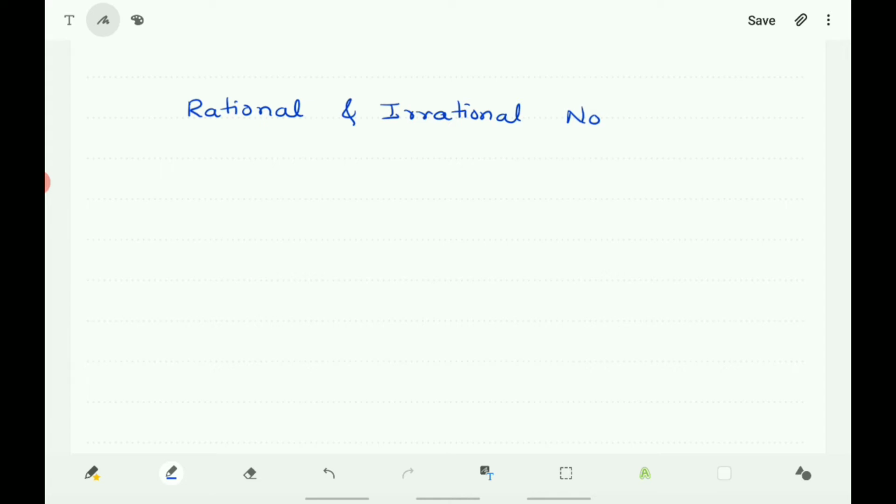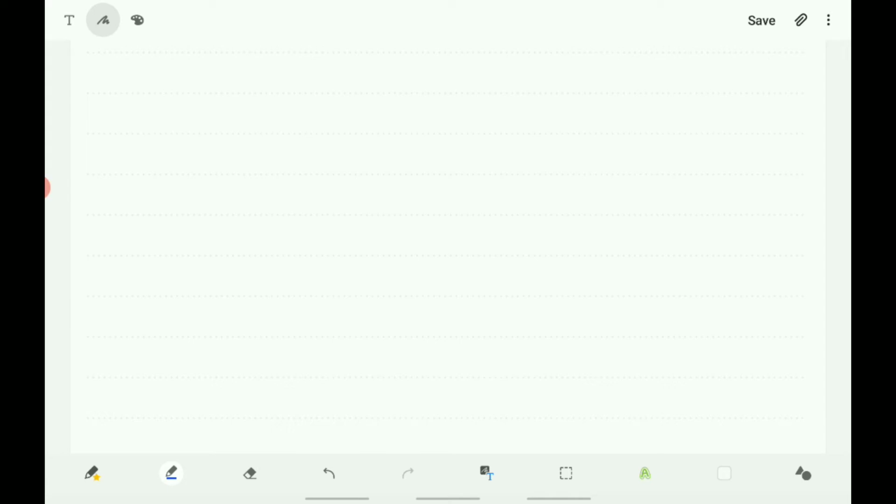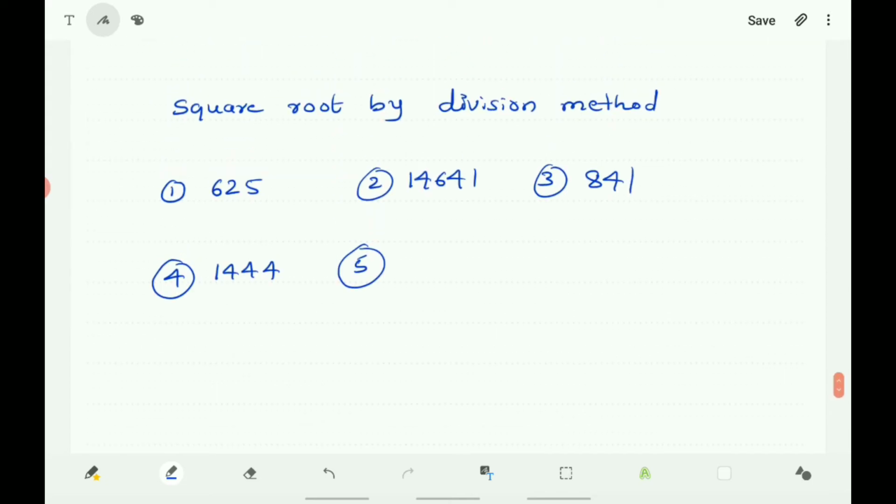non-recurring decimal expansion. And if you know the method of finding the square root by division method, you can verify whether root 2, root 3, root 5 are rationals or irrationals, whether they are terminating decimals or non-terminating decimals or recurring decimals, we can verify. Before that, let us discuss the method of finding the square root of the perfect square numbers by division method. So let us take some example here.